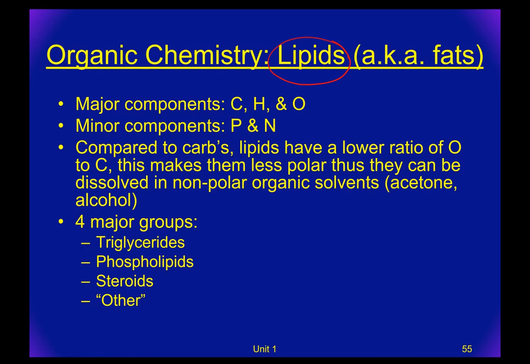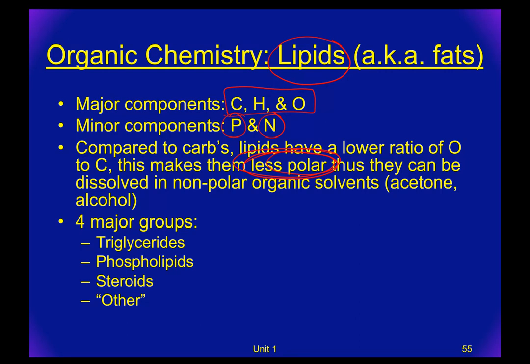Okay, switching gears, let's talk lipids. Lipids is a very fancy way of saying fats. The major components for lipids are still carbon, hydrogen, and oxygen. Some minor components, depending on which lipids you talk about, include phosphorus and nitrogen. Now, compared to carbohydrates, lipids have a lower ratio of oxygen to carbon. So it's not the 1 to 2 to 1 ratio. It's more like a 1 to 2 to half ratio, okay? What that ultimately means is it makes them less polar, okay?